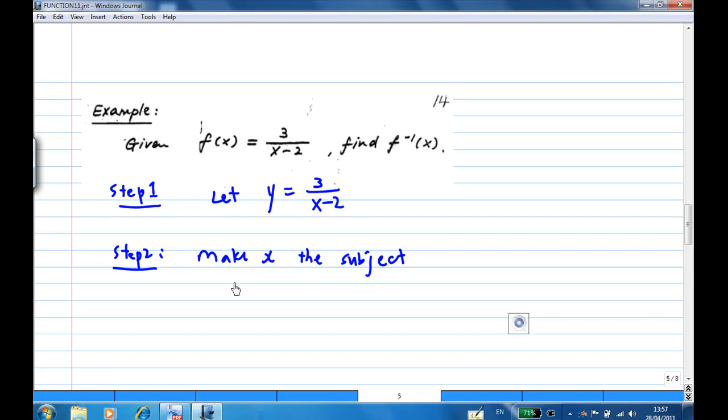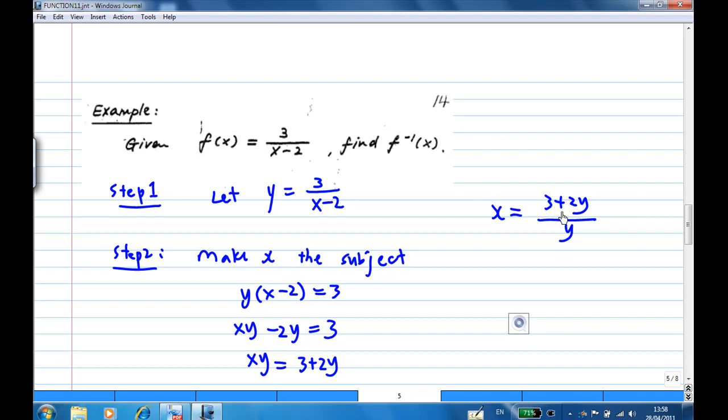So you cross multiply, get y times x minus 2 equals 3. And multiply out, you get xy minus 2y equals 3. Remember, you want to find out where x is here. So xy equals 3 plus 2y. Divide both sides by y and get x equals 3 plus 2y over y. So I have managed to define the expression where x is the subject.